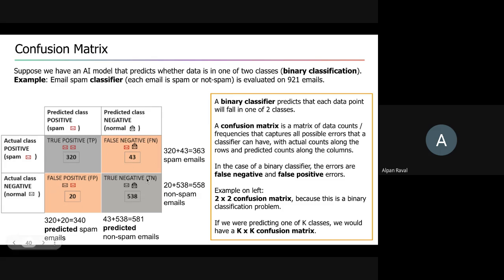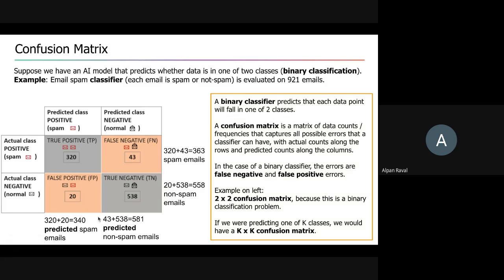Is this clear, what the contingency table, the confusion matrix represents, the numbers in the confusion matrix? So if you add up the first row, 320 plus 43, which is a total of 363, that's the total number of actual spam emails, because that row corresponds to the actual spam class. Similarly, the second row is the actual non-spam emails. The first column adds up to the predicted spam emails, 320 plus 20. And the second column adds up to the predicted non-spam emails. Any questions? Okay, good.